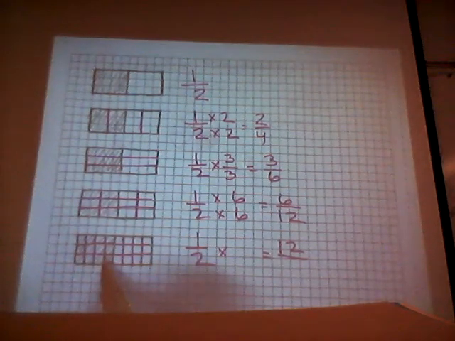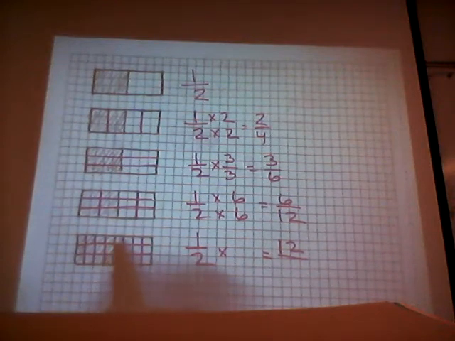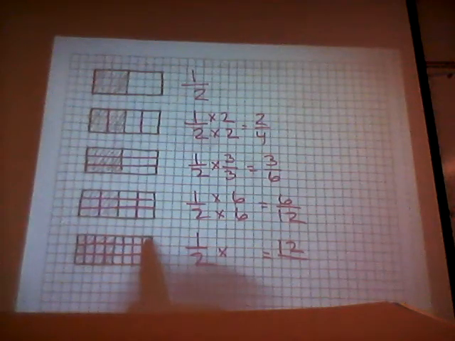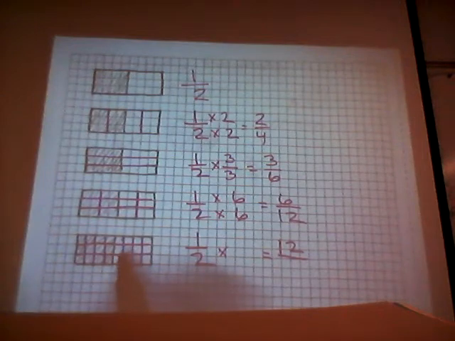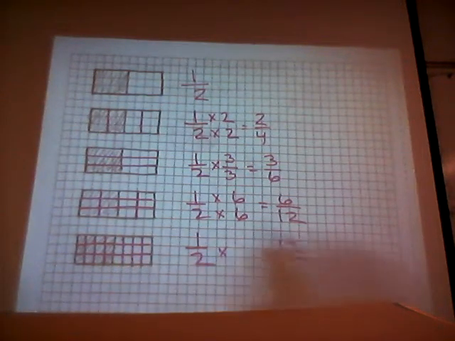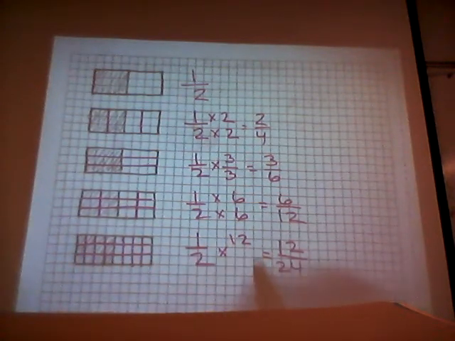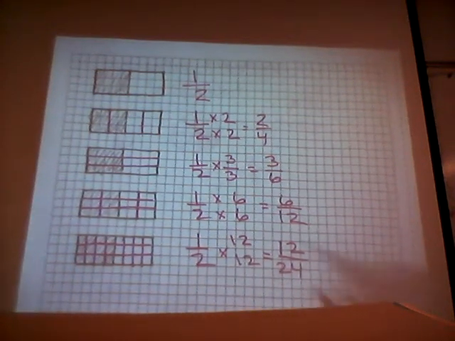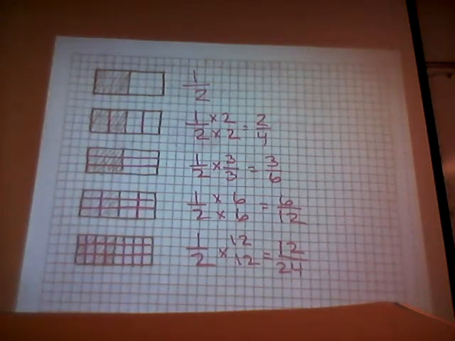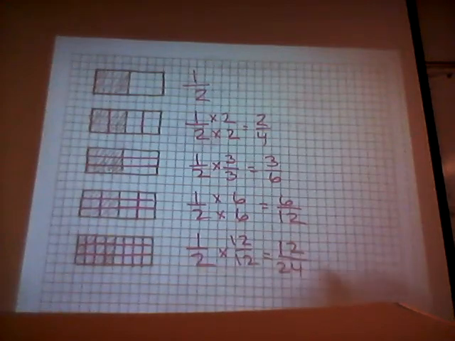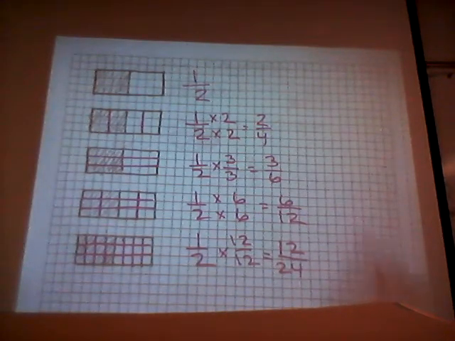And then I'm going to continue counting to see how many pieces I have in the whole thing. 13, 14, 15, 16, 17, 18, 19, 20, 21, 22, 23, 24. I have 24 pieces in my whole thing. When I multiplied my one shaded piece into 12, I had to turn my unshaded piece into 12 too, which turned my whole thing into 24 pieces. I just renamed 1/2 into 12/24, okay?